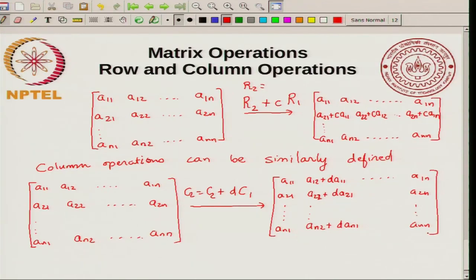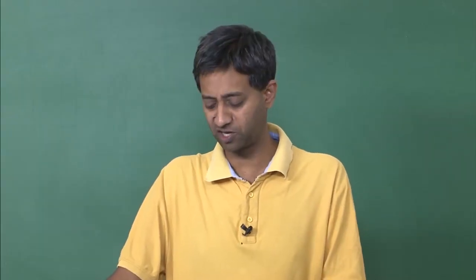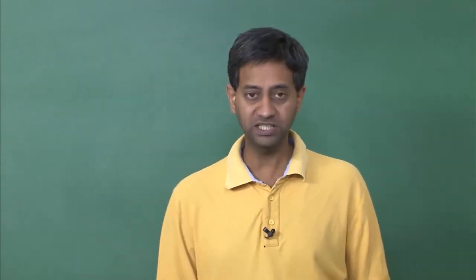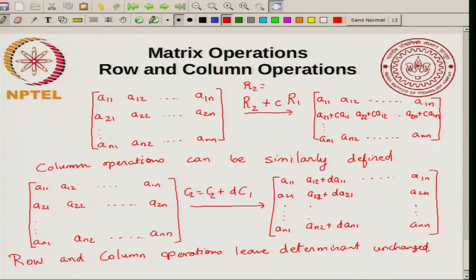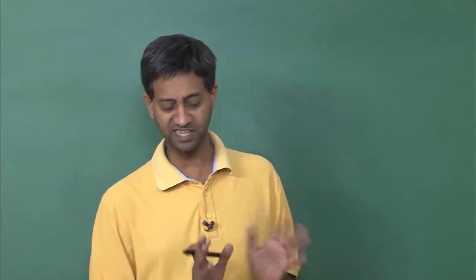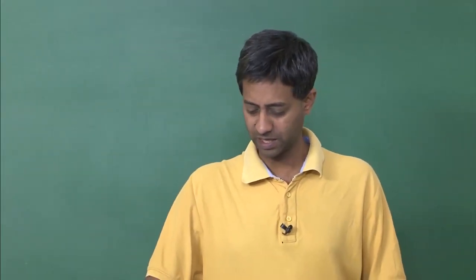So by these row and column operations, you get new matrices, and there are some interesting properties of these operations. One of the things is that when you do row and column operations, the determinant is unchanged. You can show that row and column operations leave the determinant unchanged. We'll discuss some properties of determinants a little later, but keep in mind right now that when you do row and column operations, the determinant of the matrix is not changed. Okay, thank you.